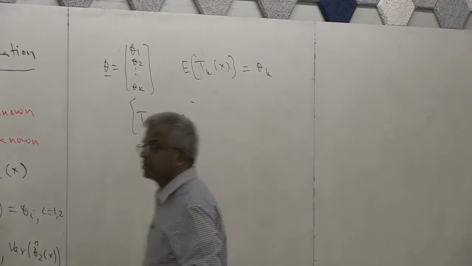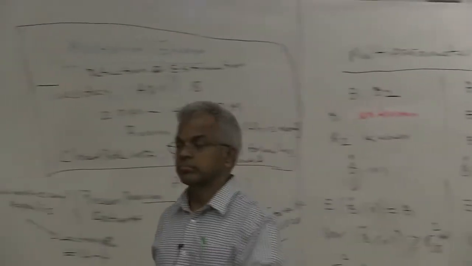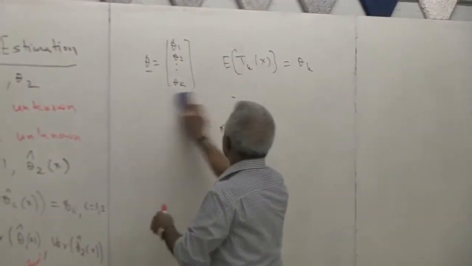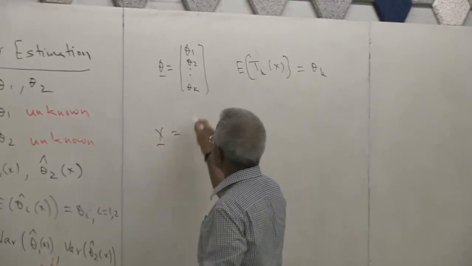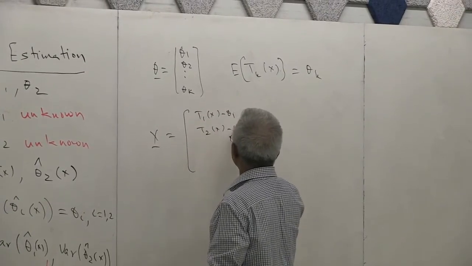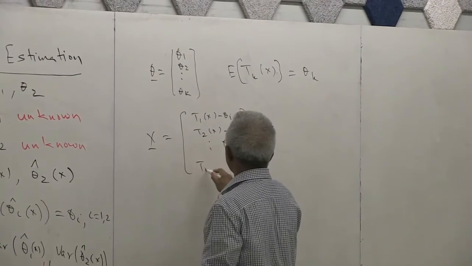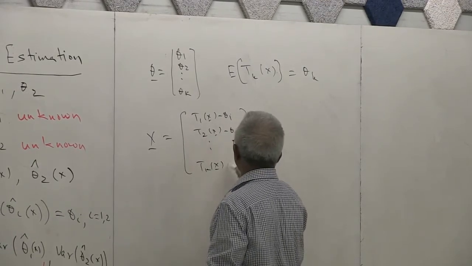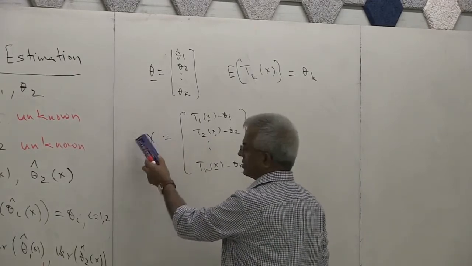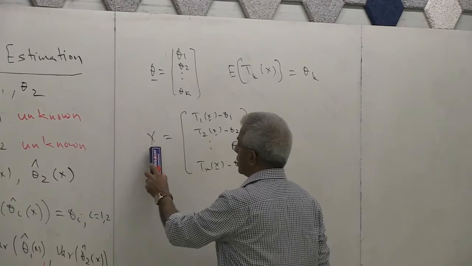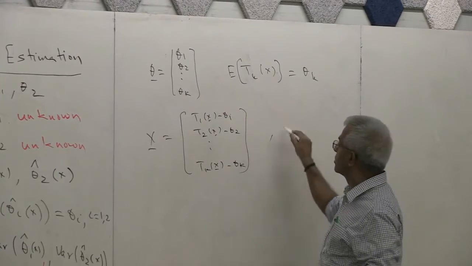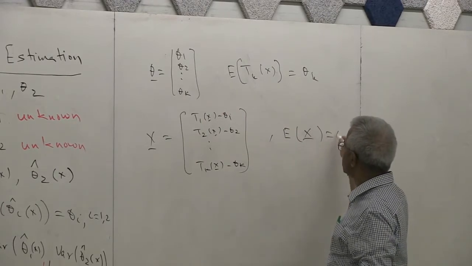Then I said, let's arrange all this in order like this. We created an x vector with t1(x) minus theta 1, t2(x) minus theta 2, etc., up to tk(x) minus theta k. Remember x is the whole data vector. Of course, this is not the same data vector, just a notation, right? So the expected value of this is 0, because the expected value of t1 is theta 1, minus theta 1, right? So the expected value of big X is 0.